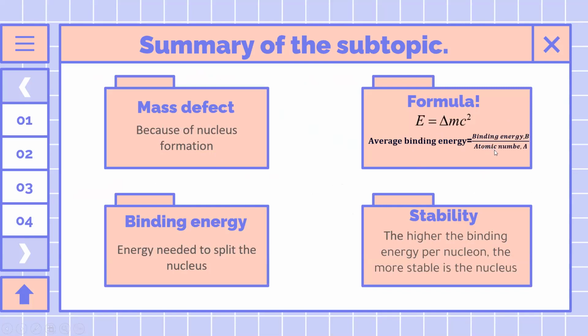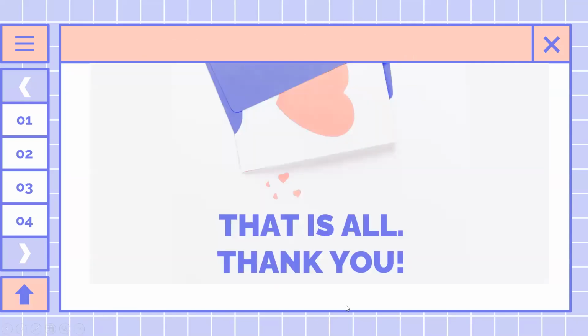Please don't forget the atomic number. For example, if the atomic number is 5, you need to divide by 5. And for stability, the higher the binding energy per nucleon, the more stable the nucleus is, which is when the smaller the atom, the more stable the nucleus. I think that is all for me.